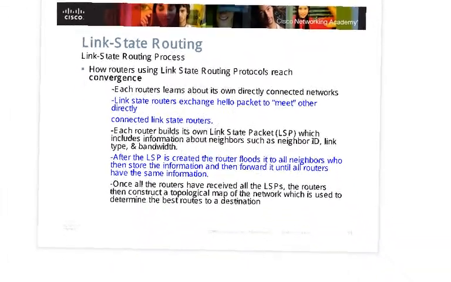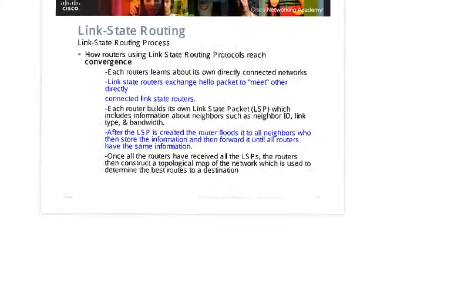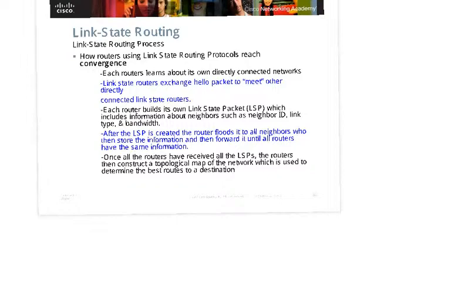So the link state routing process describes how routers use link state routing to reach convergence. Here the process is fundamentally different compared to the distance vector protocols. So we'll see the steps. The steps here are very important to understand compared to distance vector routing protocols. So the first thing is that each router will learn about its directly connected links. And this step is similar to distance vector routing protocols.